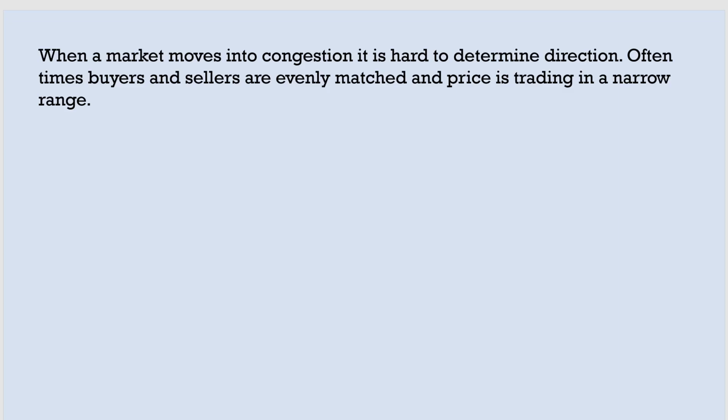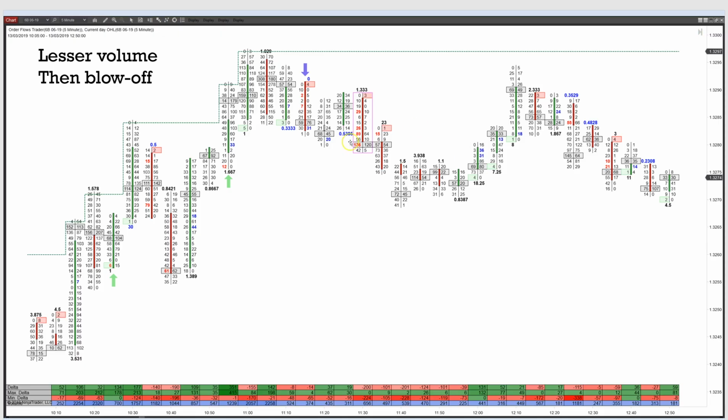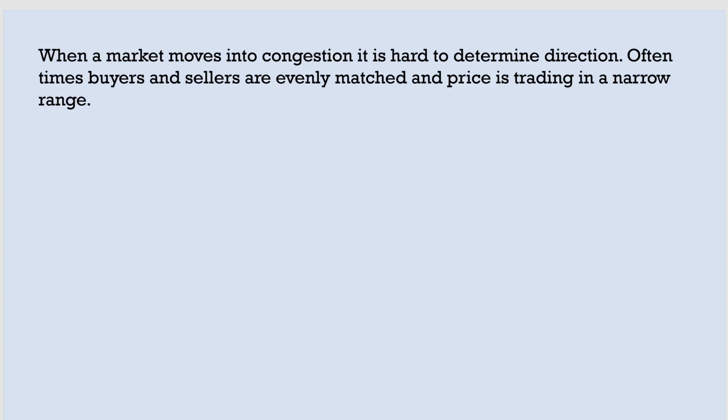Okay, so when a market moves into congestion, it's hard to determine direction, right? I just showed you. We came into congestion, and it's hard to determine yet. This is your sign here. So oftentimes, buyers and sellers are evenly matched, with prices trading in a narrow range.